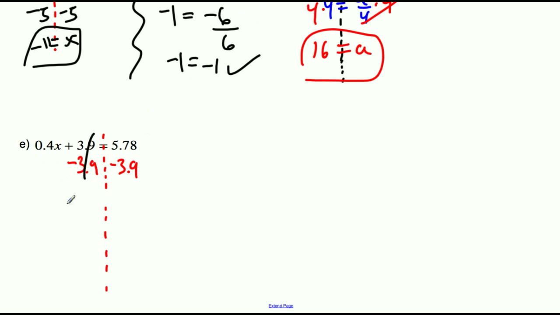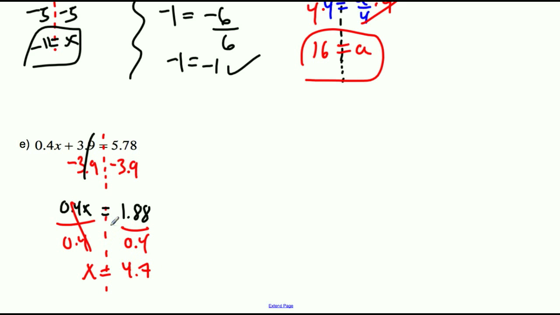So those are gone, and now I have 0.4x. Always put your equal sign on this line right here. 5.78 subtract 3.9, and that's 1.88. 0.4x, so the opposite of multiplying by 0.4 is dividing by 0.4. So I'm going to divide by 0.4. And using a handy-dandy calculator, I get 4.7. And if you want to put that into a fraction, that would be okay as well.